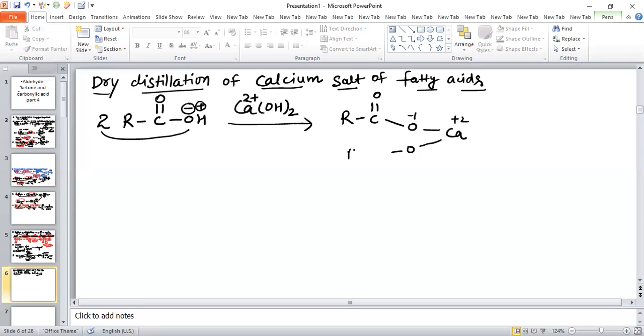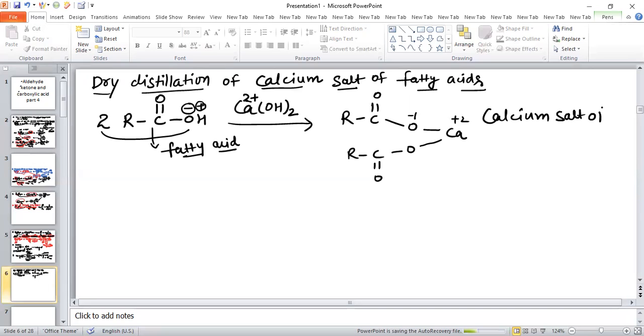So one molecule of this RCOO minus will also attach. This RCOH is basically a fatty acid, and the reaction of this fatty acid with calcium hydroxide forms a calcium salt. So calcium replaces hydrogen, and now this becomes the calcium salt of fatty acid.